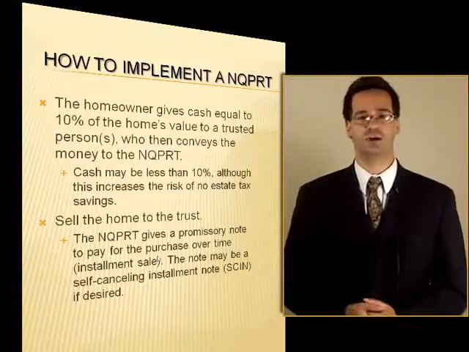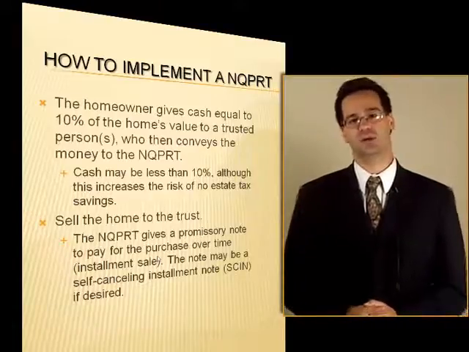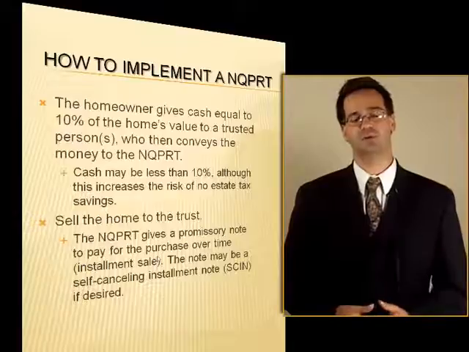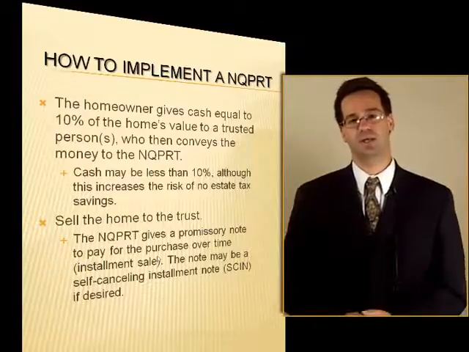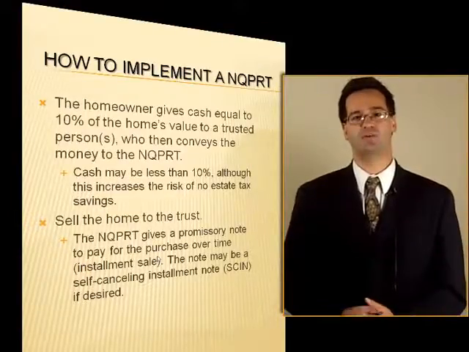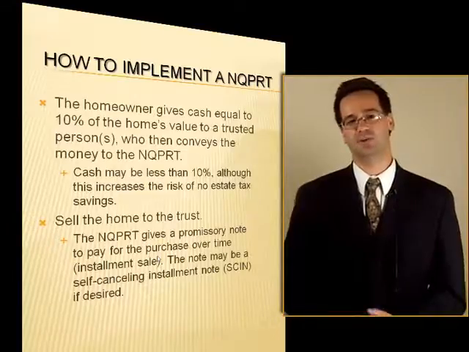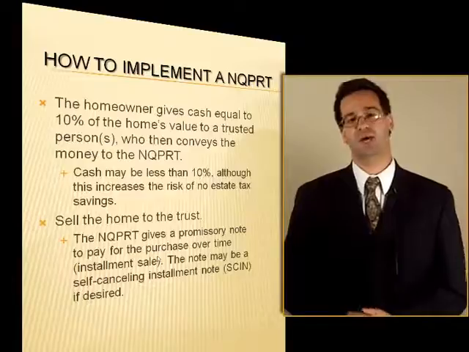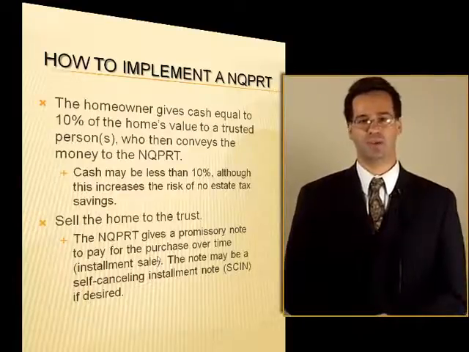So if the home is $500,000, then you're going to need someone other than the homeowner to give $50,000 to the trust. It's not hard to do as long as you have that amount of liquidity. And most of my clients, if they have a $500,000 home, they're going to have $50,000 in some type of trading account or savings or something like that. You actually get that money back, and I'll talk about that in a moment.